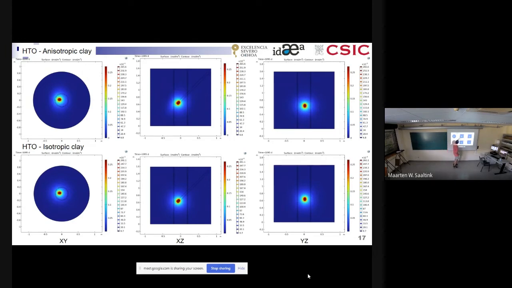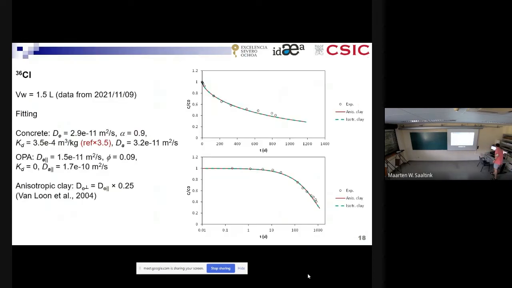And in this case, you can see the effects of the anisotropy. The plume elongates in this direction. But there is not much. Diffusion into the clay at this point in time is not that large. And this is the same for chloride. So again, same story, and then we are fitting based on the measured concentration in the circulation system.